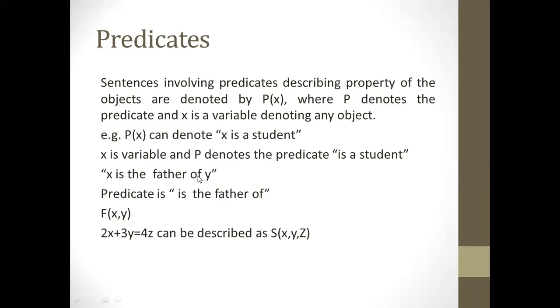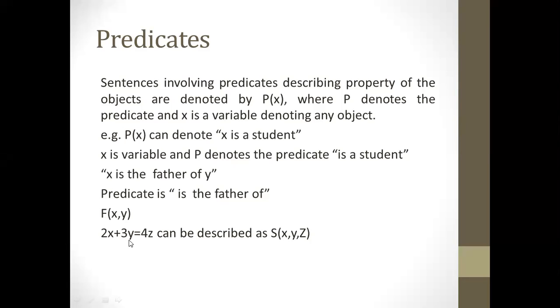x is the father of y. The predicate is "is the father of," written F of x comma y. x is one variable, y is another variable, and F is the predicate "is the father of." So these are the two variables, and we call F of x comma y the predicate: x is the father of y.